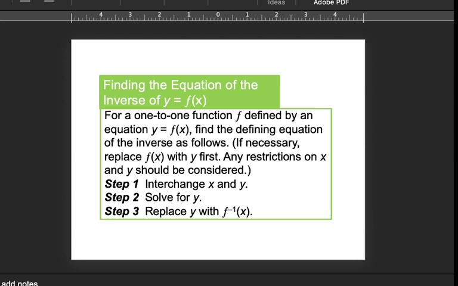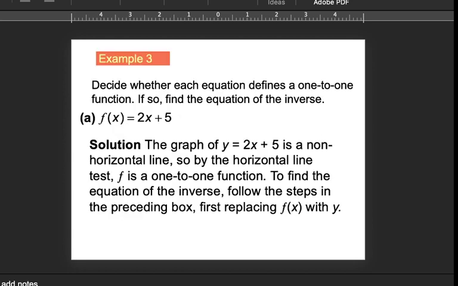We're going to be looking at the following today. Everything that we're doing is related to this big old reflection. If we look at the next slide, you should have this. This is a continuation of where we last left off. First of all, we want to figure out whether each equation defines a one-to-one function. Decide whether each equation defines a one-to-one function. If so, then find the equation of the inverse.